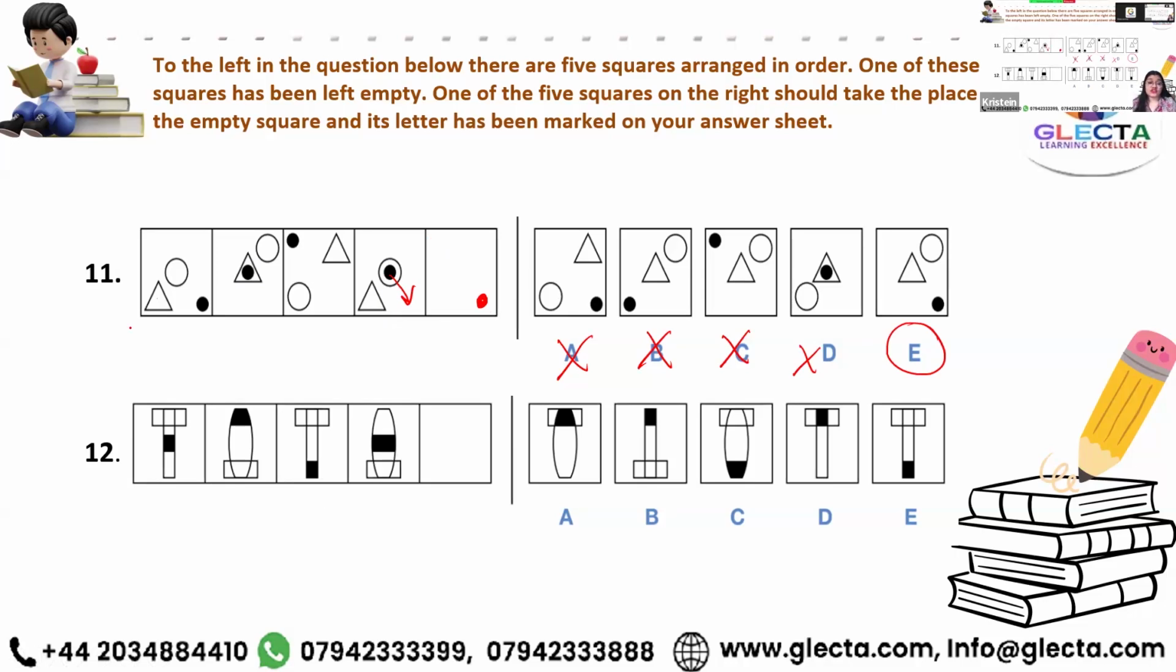Let's try question number 12 as well. Similarly, what would be your approach? See what's happening. There was a black shape at the middle, then at the top, then at the bottom. Then again in the middle. So after the middle, where does it go? To the top. So it should go to the top. So the black shaded part should be at the top.